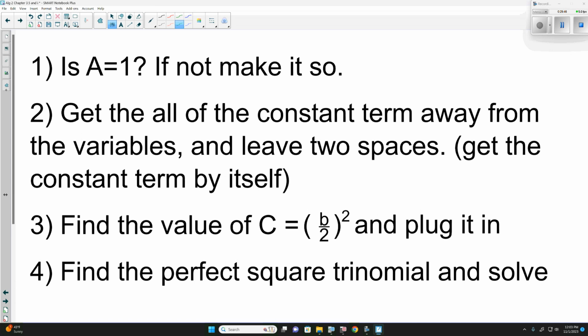The first step in this is a equal to 1. Is the number in front of x squared equal to 1? If not, make it so. Step 2, get all the constant terms away from the variables and leave 2 spaces. Essentially, we're getting the constant term by itself and leaving 2 spots. Find the value of c, b over 2 squared, and plug it in. Find the perfect square trinomial and solve our set of parentheses squared.